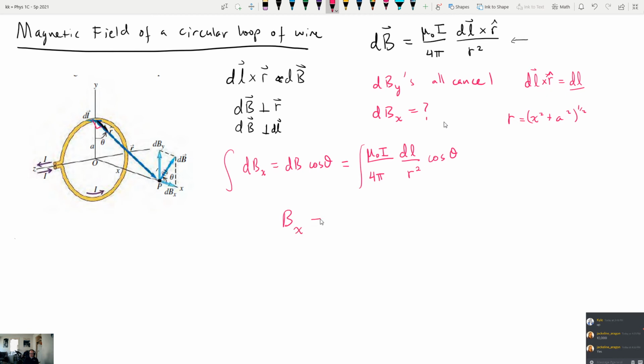B sub x is equal to mu naught I over 4 pi r squared, cosine theta. I guess we also want to write what cosine theta is. So cos theta is going to be equal to x over r, so x divided by that. So let's plug that in for cos theta.